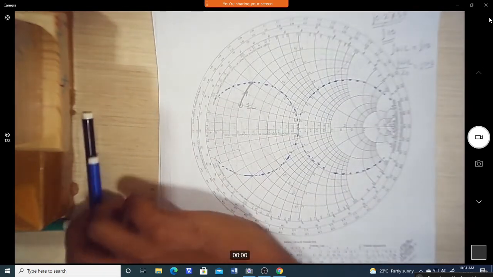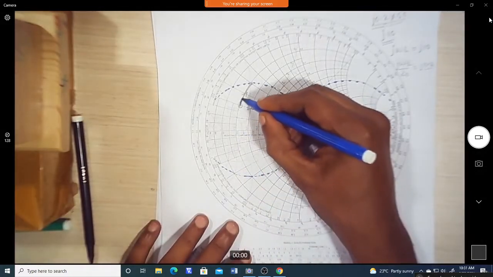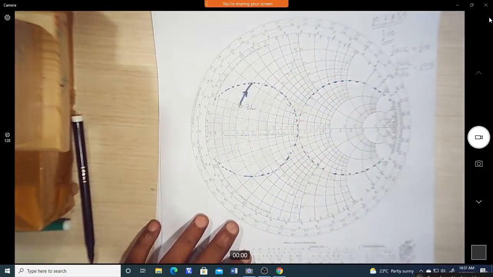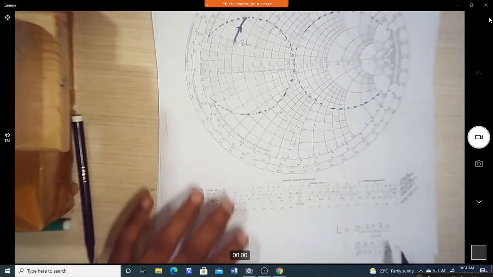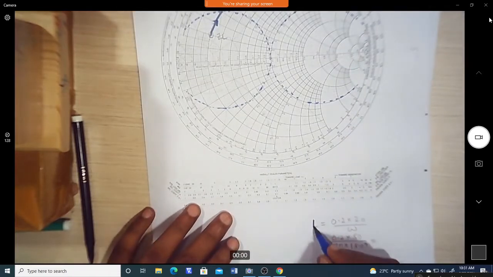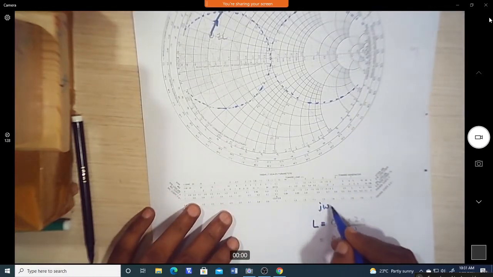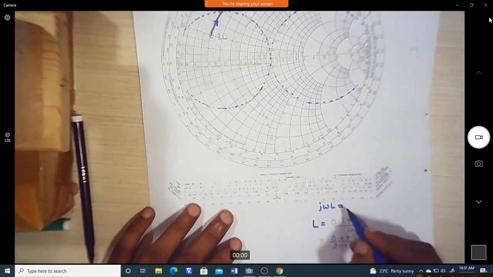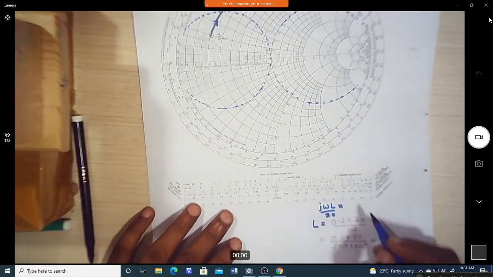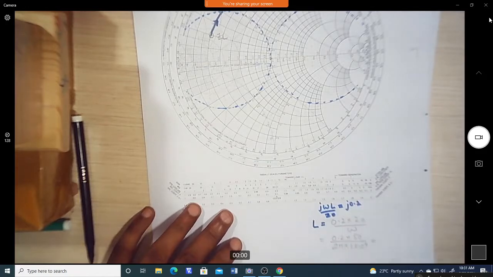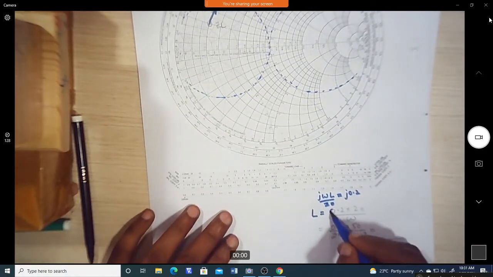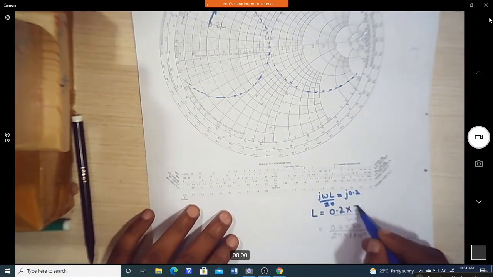So this is the first element we are using. Okay. So now we can see what is the value of L. So L equal to, so we are equating j omega L by Z0, which is equal to j0.2. So now that is what we are putting here.